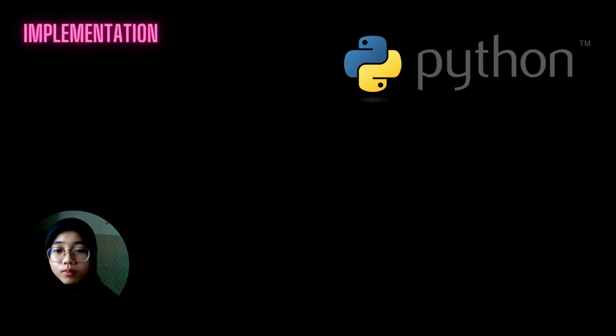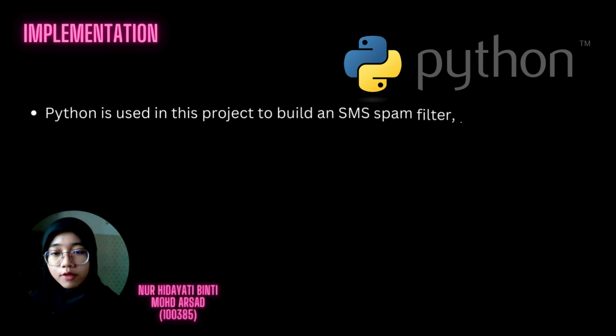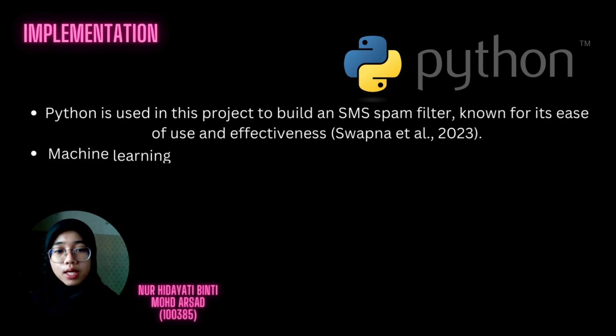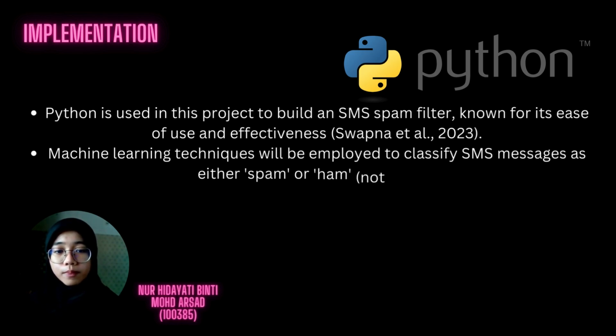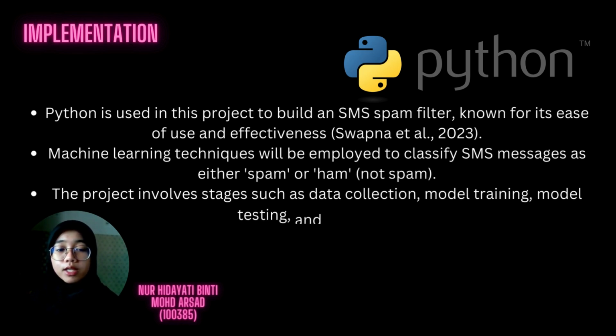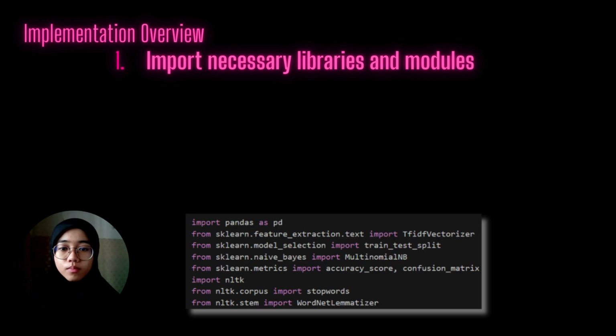For the implementation part, Python is used in this project to build an SMS spam filter. According to Swapna in 2023, Python is a fantastic tool for this task and easy to use. Machine learning will be used to mark SMS messages as either spam or ham, which is not spam.